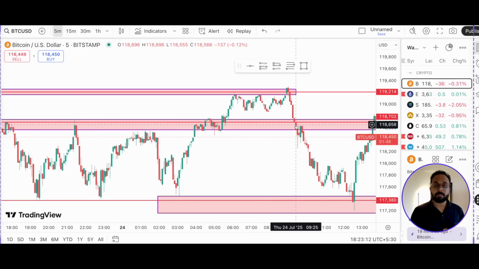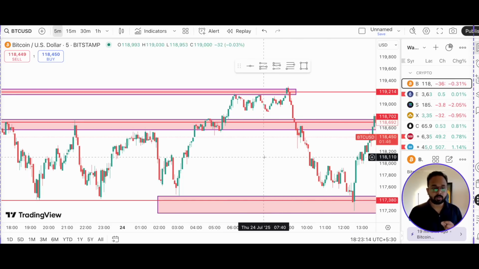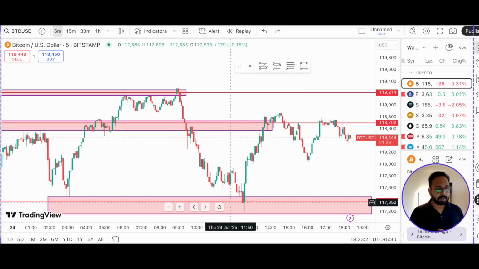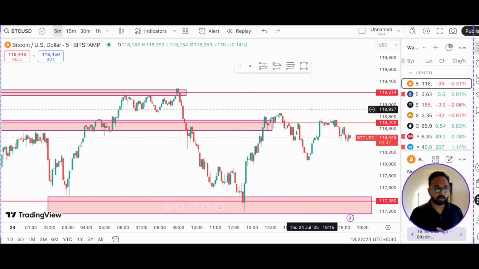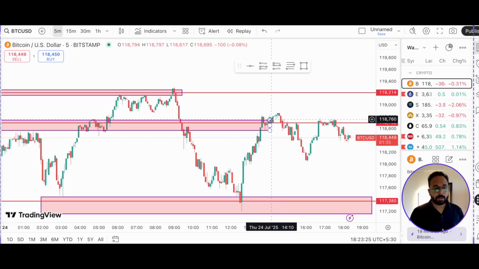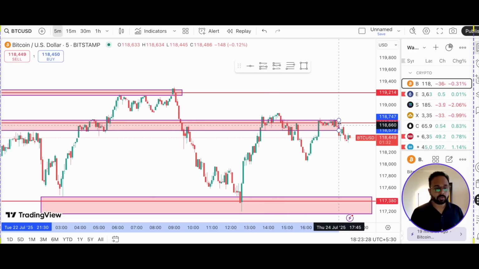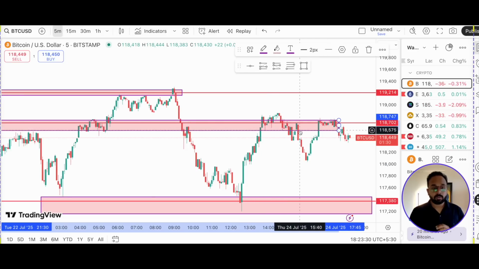You know some kind of action you can expect at the zone. Next, let's say you book the profit here, market is not able to break the support, you looked for a buy trade. Okay, in case you know this is the zone. And now what is the most important thing?